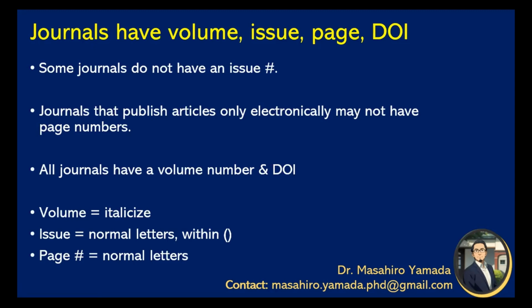All journals, I would say almost all journals, have the volume number, but some journals do not have an issue number. And some other journals do not even have page numbers, especially when the journals only publish articles electronically. And again, all journals have a volume number and a DOI.